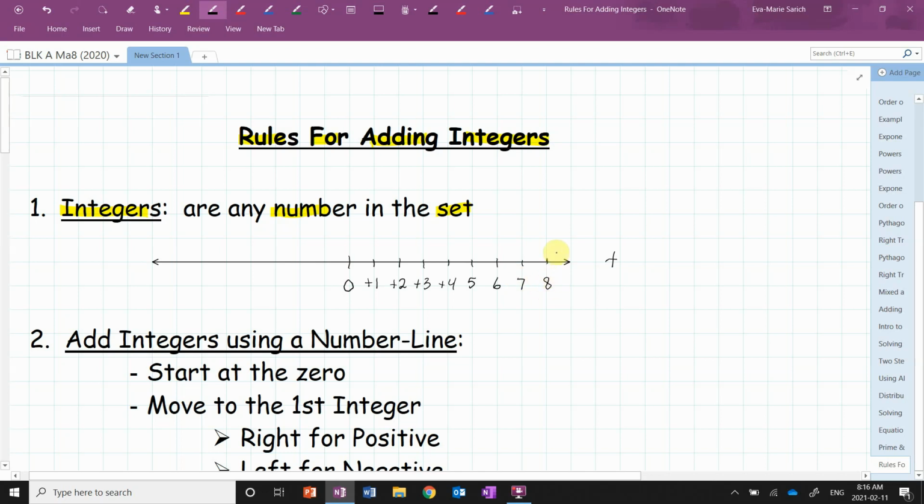Now it doesn't stop there. That's what this arrow represents. That's only as big as we've drawn our number line. So another way of showing this goes on forever is also to put 3 dots at the end, okay?